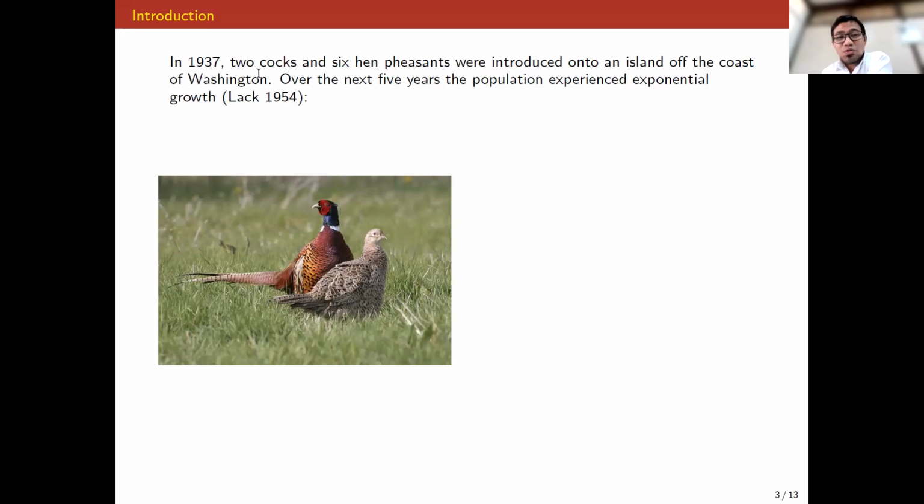So there were two cocks and six hens introduced onto an island off the coast of Washington. So we can say that the island makes a limitation for the birds to go outside, or vice versa, maybe other birds come into the island.